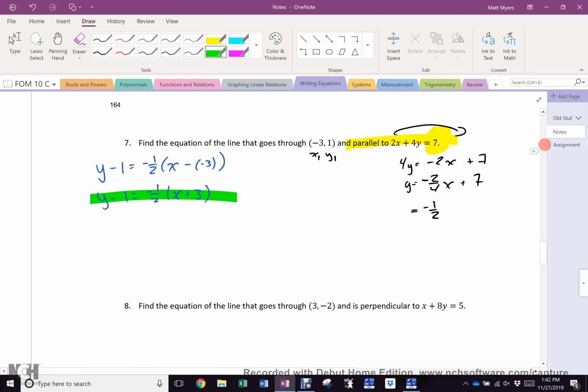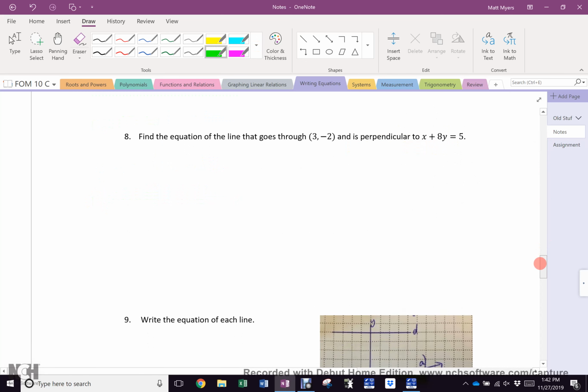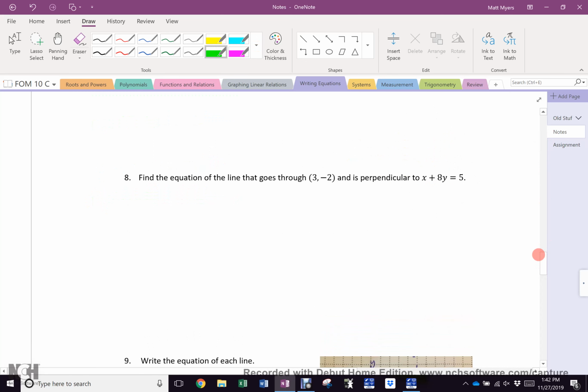So now, is 8 going to be almost the same? How did I make 8 different? Perpendicular. So what do I need to do to that slope when I find it? Flip it and flip the sign. Go. Find me the slope. The actual slope I need.